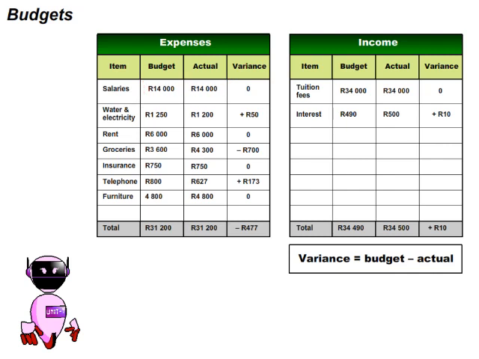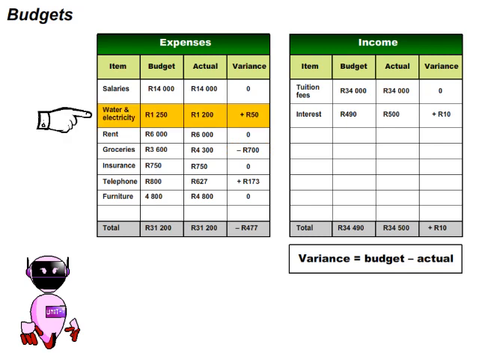Look at the groceries row. For groceries, our budget was 3,600 Rand. But we ended up spending 4,300 Rand. So we have a negative variance, which is not good. This means we spent more money than expected and means we might not have enough money to cover the cost of something else in our budget.